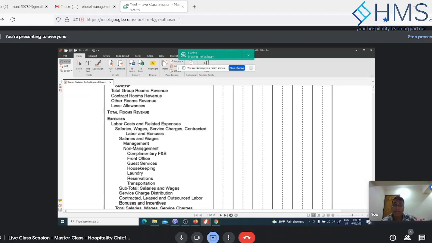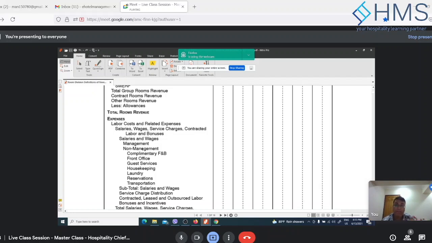Then front office usually will be your receptionist, your GROs, your back office staff, room controllers and everything. The guest services again would be your GSAs, or the guest relations officers, or the lobby ambassadors, who will be taking care of guests. Then housekeeping again would be the room attendants, public area, and all those staff which are non-managerial.